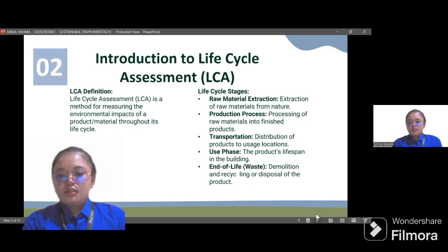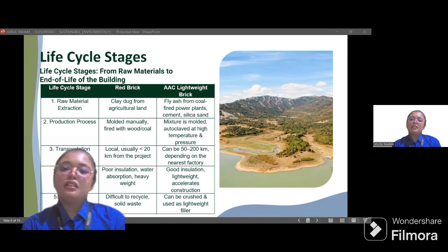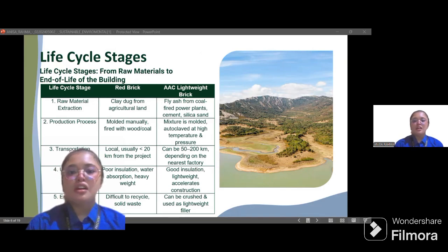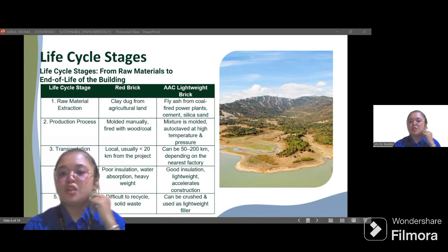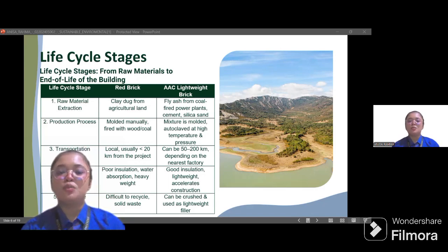Okay, next slide. I have life cycle stage. This slide systematically outlines the life cycle stages of the wall materials we are studying, red bricks and AAC lightweight bricks. The life cycle assessment approach requires us to examine the environmental performance of material from start to finish. So let's break it down step by step.